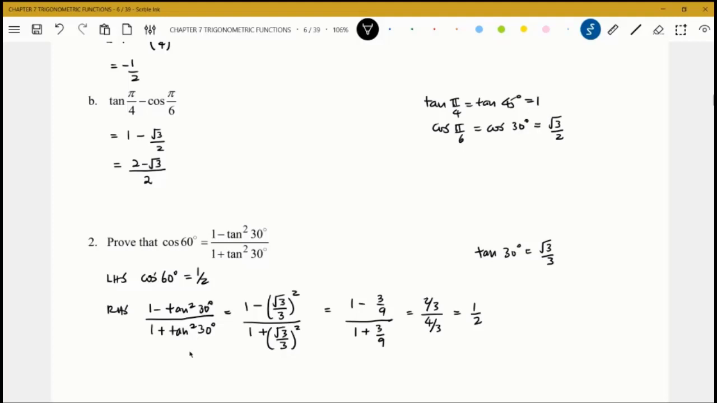So left is 1/2, right is 1/2, the same value. So only then we can conclude cos 60 degree equals 1 minus tangent square 30 degree over 1 plus tangent square 30 degree. Okay, so that's for number 2. So far so good guys, are you okay?